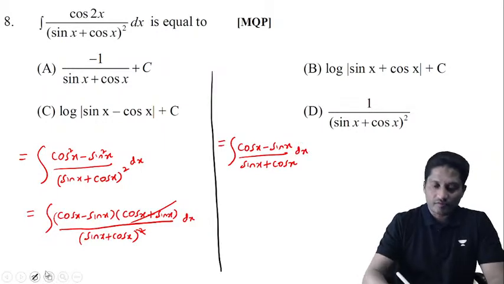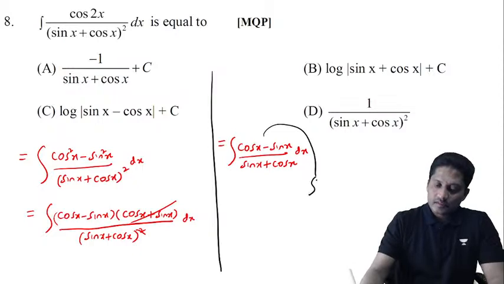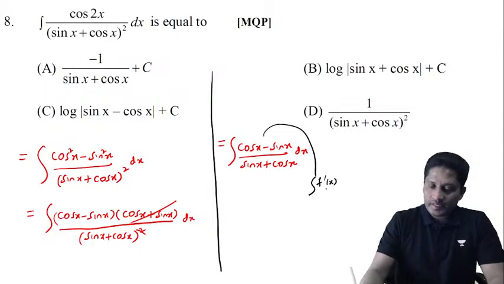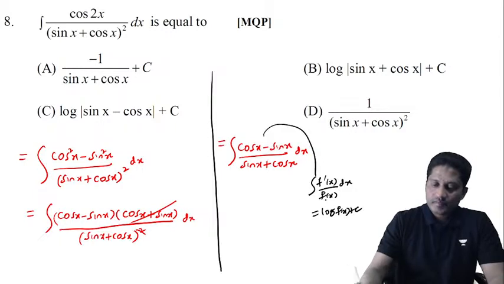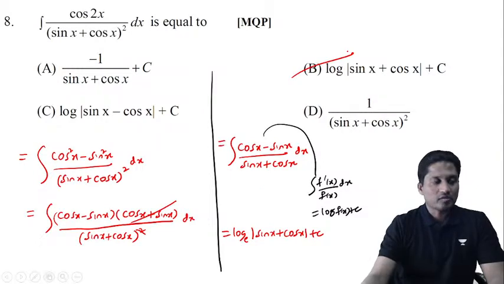Now this is of the form f dash of x divided by f of x. F dash of x by f of x will be equal to log f of x plus c. You differentiate denominator, you get numerator. So this should be written as log of sin x plus cos x, plus c. Log sin plus cos plus c, answer is option B.